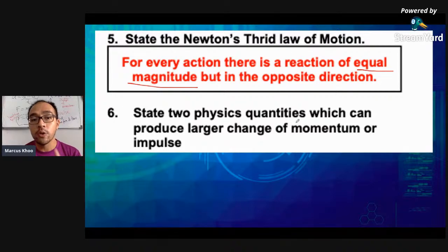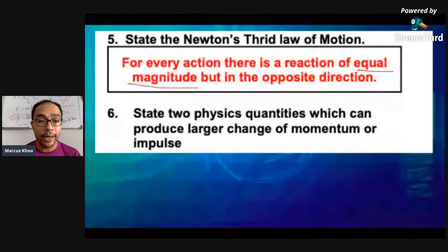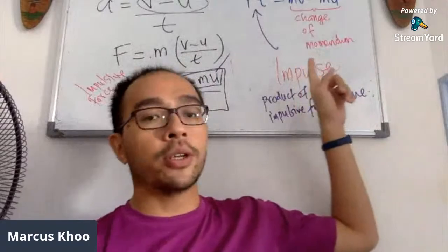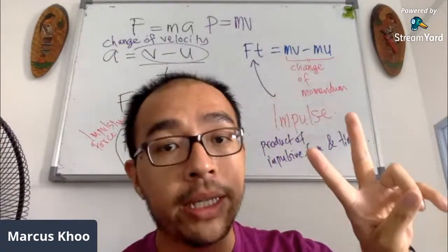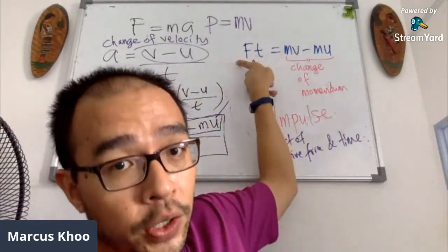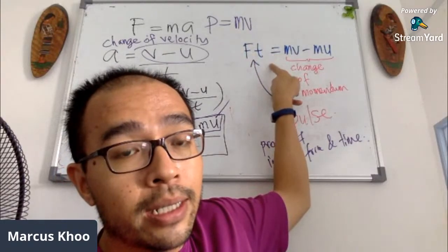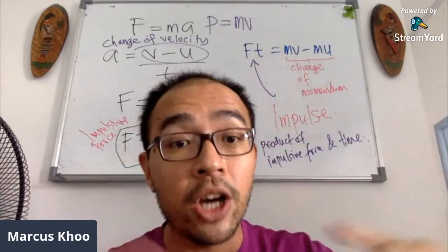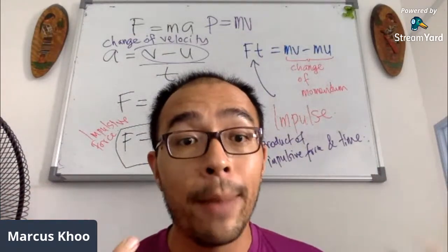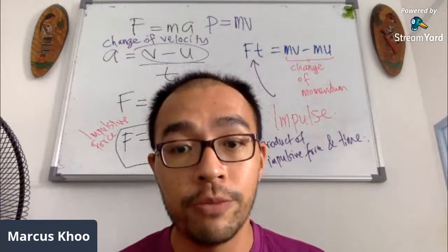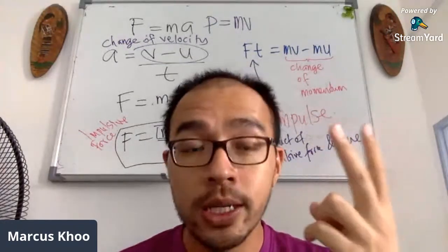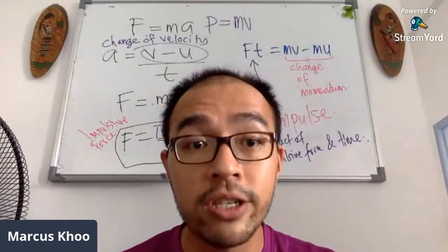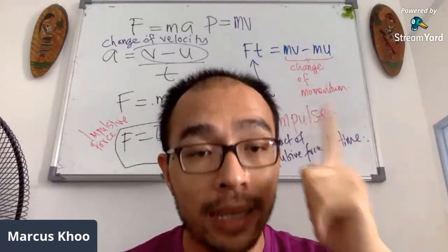State two physical quantities which can produce a large change of momentum or impulse. If we look back at our formula, we find that the impulse depends on two things: number one, the force, and number two, the amount of time. The bigger your time, the bigger your change of momentum will be. The bigger your force, the bigger the change of momentum. So the two physical quantities that produce a large change of momentum are a large force and a large amount of time.